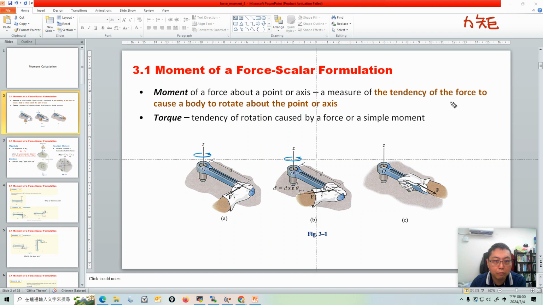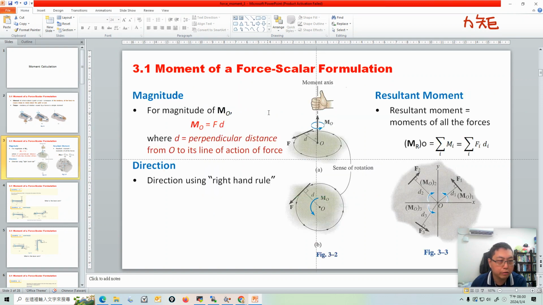It's the tendency of the force to cause a body to rotate about a point or axis. So the moment will cause the body to rotate about or around an axis. And how to calculate the moment? First of all, let's start with the planar case. In the planar case, I think you all learned this in your general physics or high school physics: a moment equals your force times its lever arm. I would call it lever arm.